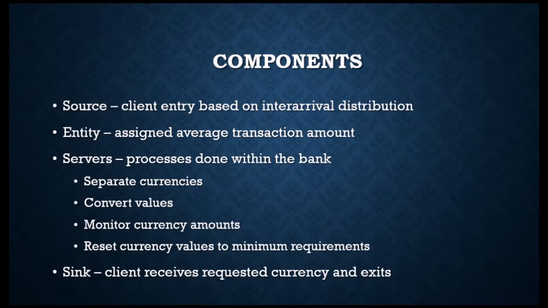First, we have to break the system into components. The source, which is the client entry, based on the inter-arrival distribution. Next is the entity itself, which is to be assigned the average transaction amount. The servers are all the processes that are going to be done within the bank, which include separating the currencies, converting the values, monitoring the currency amounts, and then also resetting the currency values to when the minimum requirements are reached. Finally, we have the sink, which is going to be the endpoint of our model.